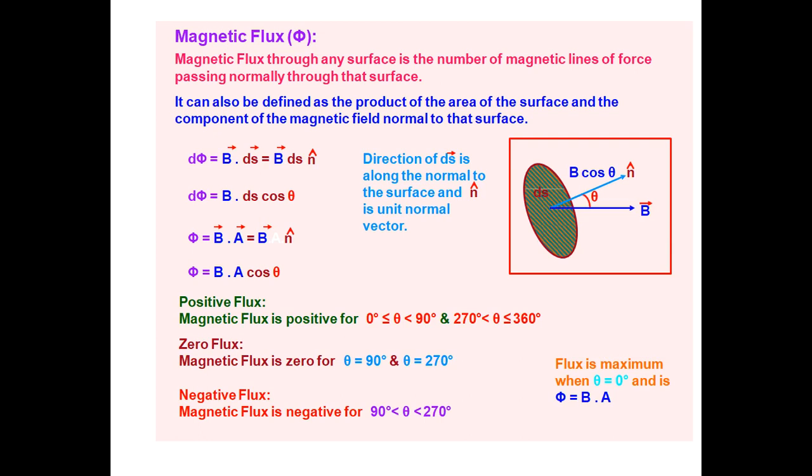So BA cos theta is equal to the magnetic flux. The flux is maximum whenever theta is equal to 0 degree, and minimum whenever theta is equal to 90 degree. The positive flux is there whenever theta is between 0 to 90 degree, or 270 to 360 degree. The flux is zero whenever theta is equal to 90 degree and 270 degree, and it is negative flux when theta is 90 to 270 degree.